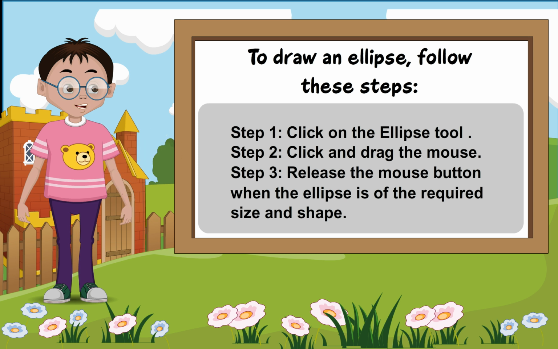Step 1. Click on the ellipse tool. Step 2. Click and drag the mouse. Step 3. Release the mouse button when the ellipse is of the required size and shape.